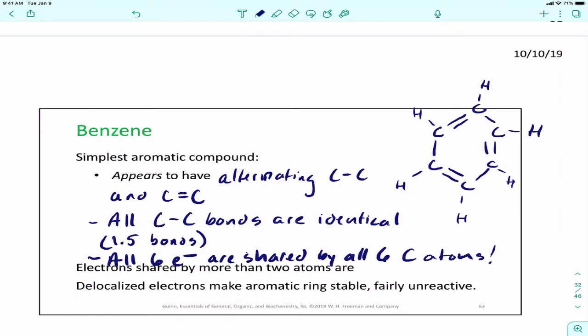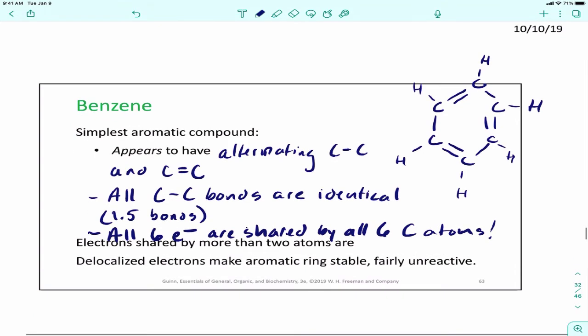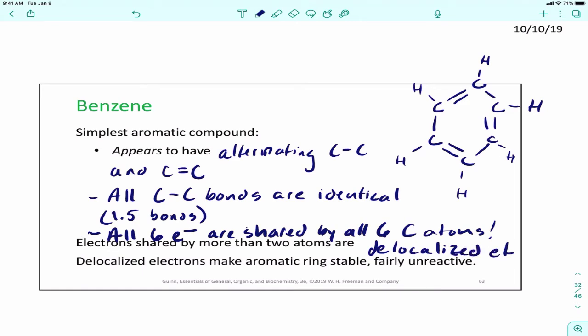This is like the first time that scientists started looking at this and realizing that you can have more than one atom share electrons. Electrons that are shared by more than 2 atoms are called delocalized electrons. And that means that electrons can actually move around in a molecule. So instead of being localized in one area, electrons can actually go in other areas if needed.